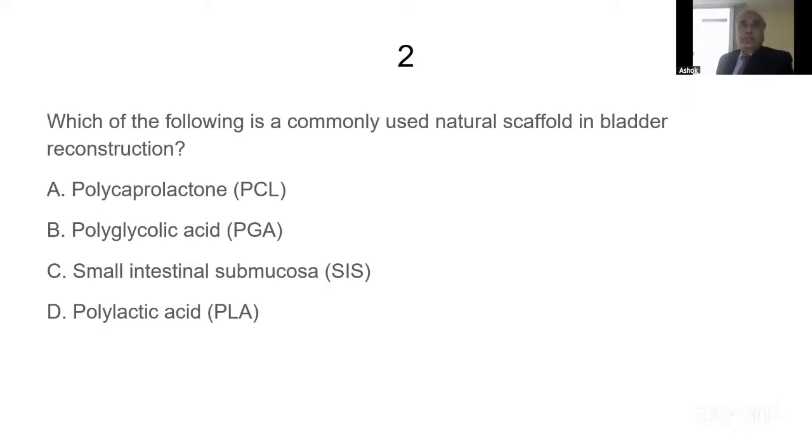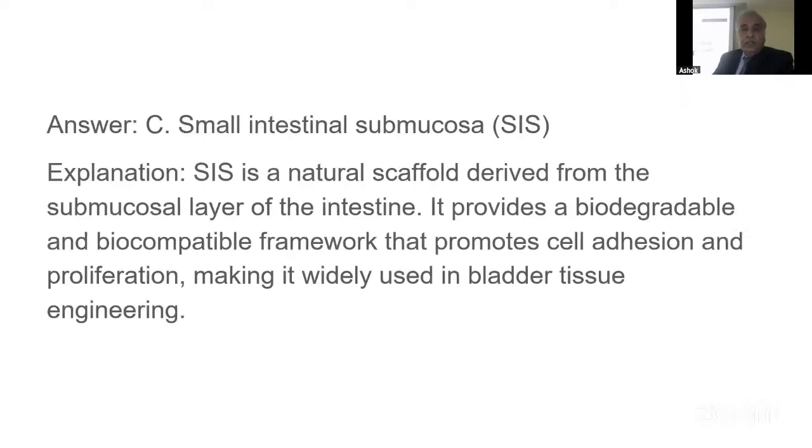either animal tissue or human tissue. SIS is a very old scaffold that has been used as a graft in so many areas, including Peyronie's disease, etc., for application as a tunica albuginea. So that's the natural, and the rest are the artificial, synthetic grafts, which include PLA, that is polylactic acid, polyglycolic acid, and PCL. So all these are artificial. SIS is a natural scaffold, a biodegradable and biocompatible framework that promotes cell adhesion and proliferation.